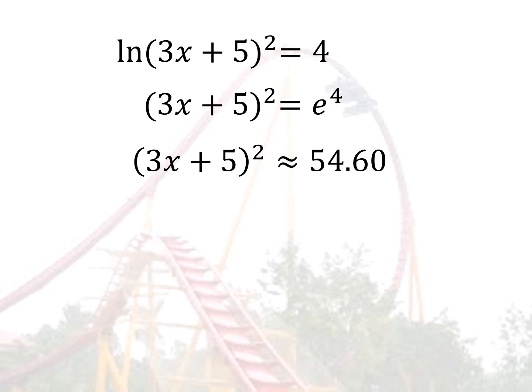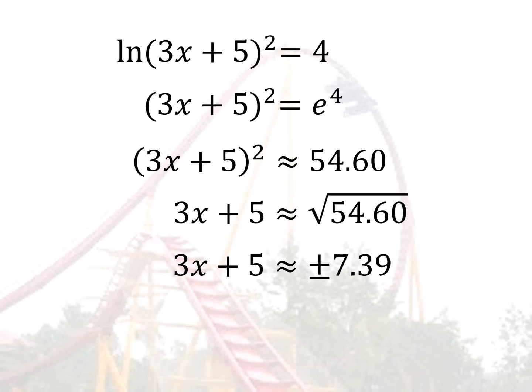And from here, we are going to get the square root of both sides of the equation. The square root of 54.6 is approximately equal to 7.39. So we will be getting the positive and the negative roots. And then we are going to solve for x. In solving for x, we are going to separate it, and we will be getting x is approximately equal to 0.797 and x is approximately equal to negative 4.130.